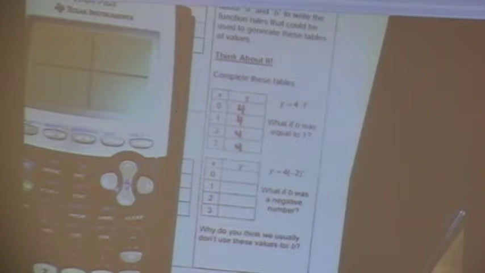What do you notice about the table? It is sort of all over the place. It goes back and forth, and it alternates between negative and positive. And so it can't work.